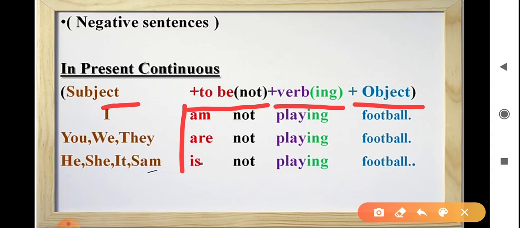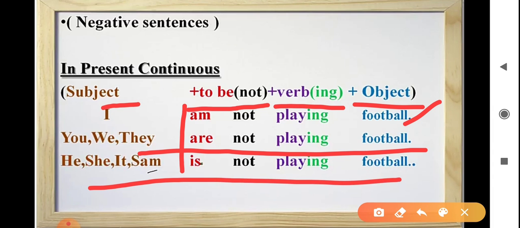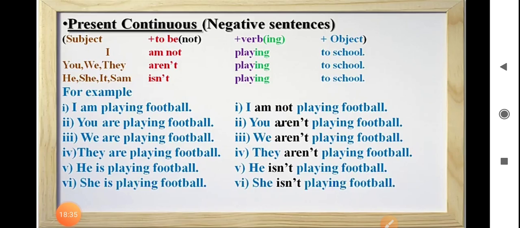Now see some examples. I am not playing football. You are not playing football. We are not playing football. They are not playing football. He is not playing football. She is not playing football. It is not playing football. Sam is not playing football. Now you understood the formation of the negative sentence in present continuous tense. See more examples.